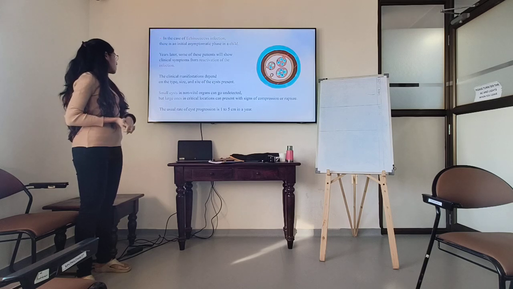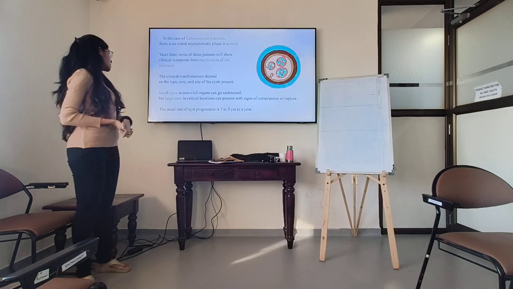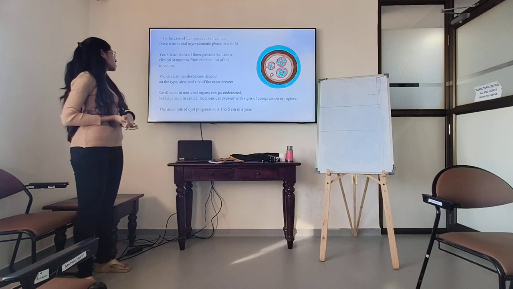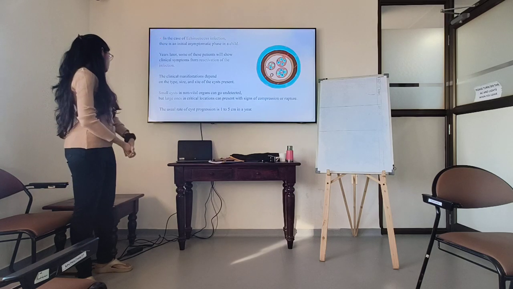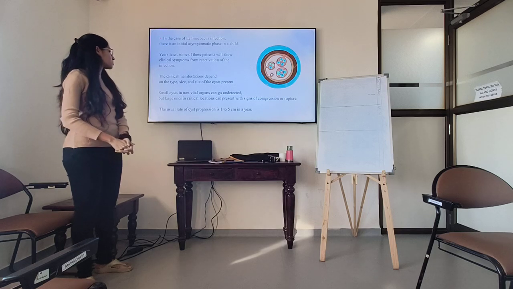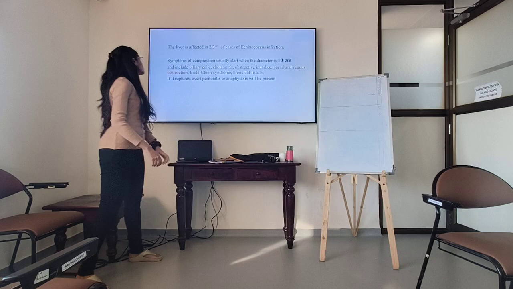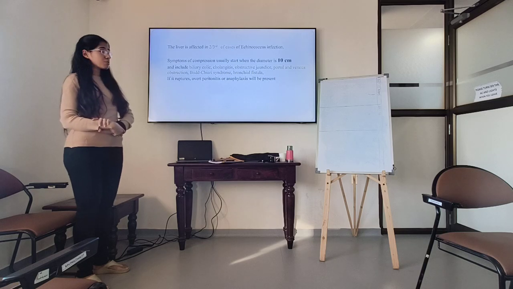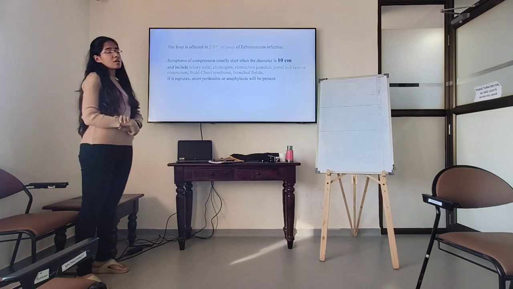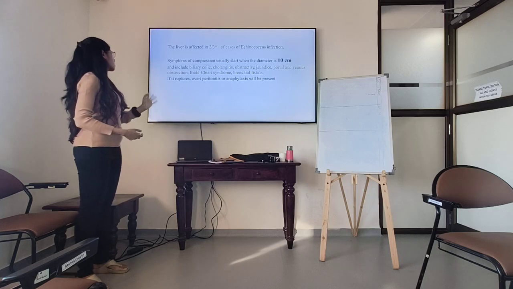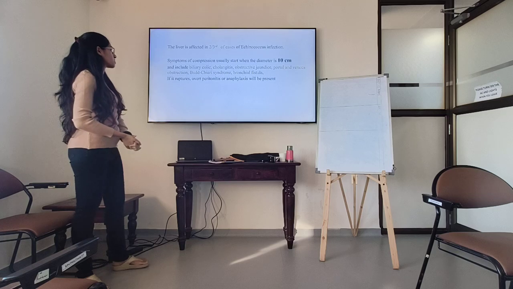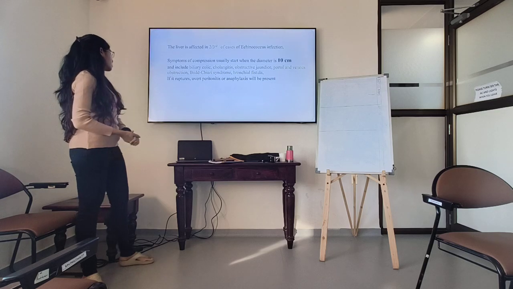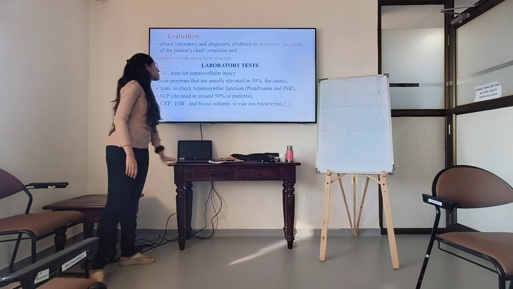The clinical manifestations depend on the type, the size and the site of these cysts. Small cysts in non-vital organs can go undetected, but large ones in critical locations can present with signs of compression and rupture. The usual rate of cyst progression is 1 to 5 centimeters in a year. The liver is affected in two-thirds of the cases of echinococcus infections. Symptoms of compression usually start when the diameter is around 10 centimeters. Symptoms of compression can be biliary colic, cholangitis, obstructive jaundice, portal and venous obstruction, Budd-Chiari syndrome, and bronchial fistula. If it ruptures, it can immediately turn into peritonitis and anaphylactic shock.